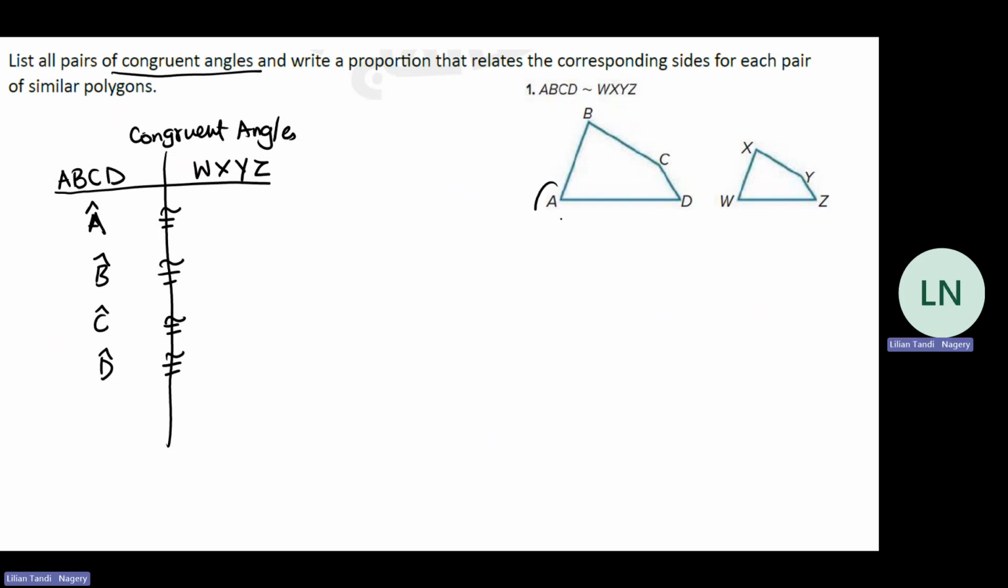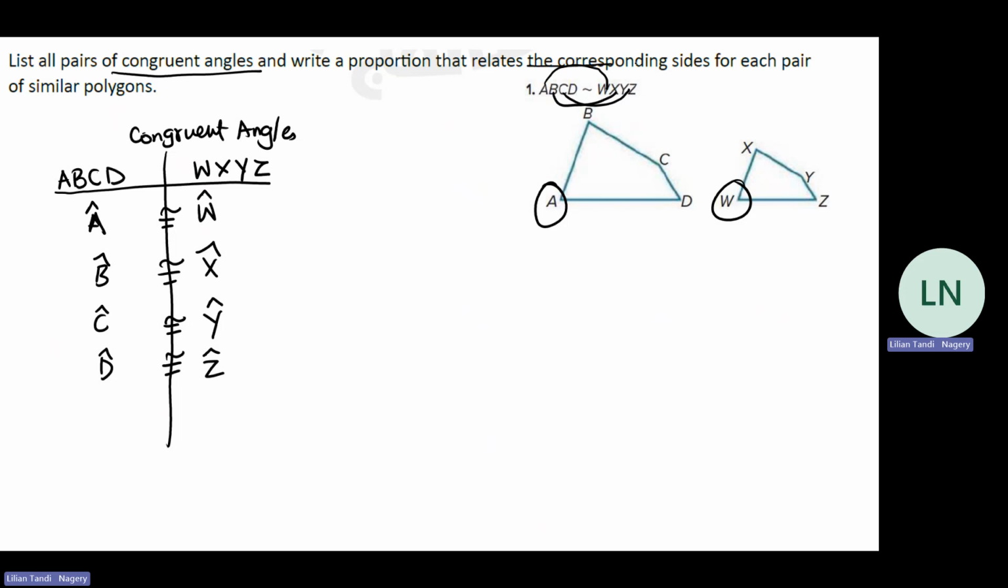Angle A is friends with W. Or I just do like that. A with W. Okay. B with X. C with Y. And D with Z. Just like that.